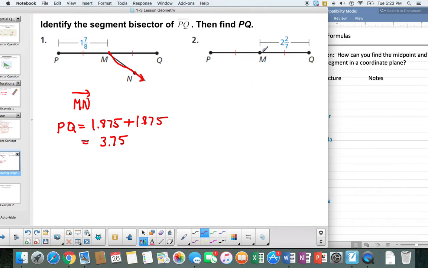All right, what is the segment bisector here? You can see the only thing that's going through the midpoint is a point, so the answer is point M. And PQ will be equal to 2 and 2/7. I'm not going to change it to a decimal because I would be creating a repeating decimal. So the answer is 4 and 4/7.